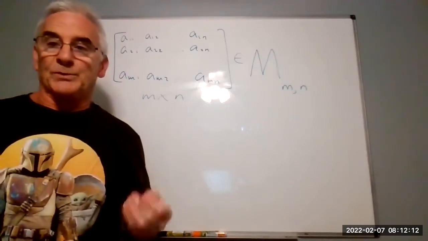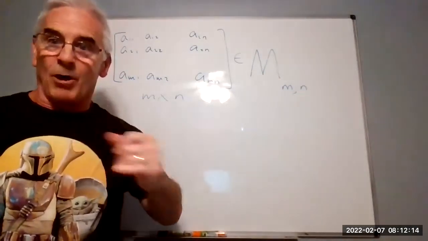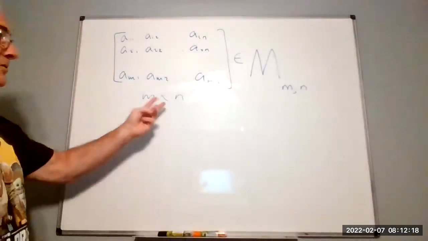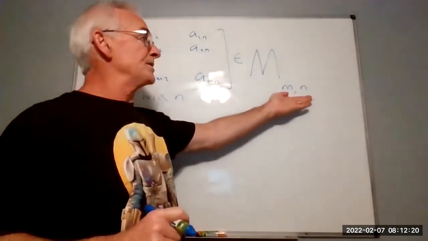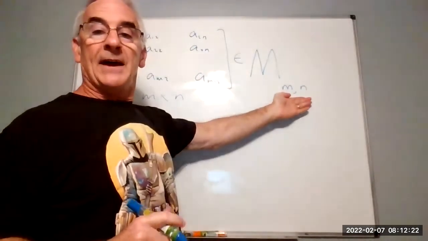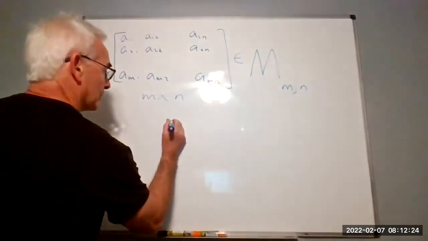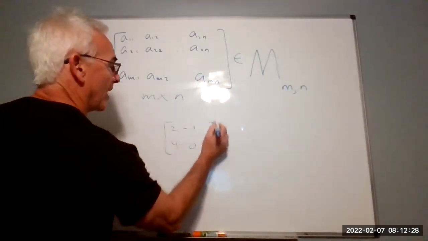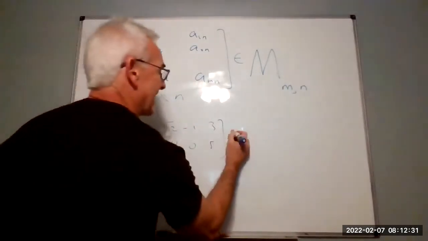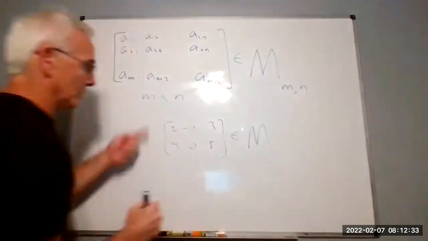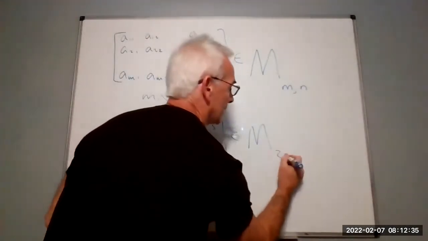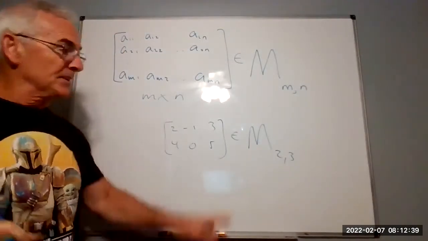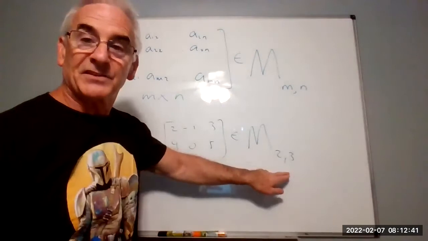In vector world, we say vectors are an element of R2 or R3 or Rn in general. Matrices, because they have two different dimensions, we always indicate this way. So if I had, for example, keeping it really simple, the matrix 2, -1, 3, 4, 0, 5, this matrix is an element of the set of 2 by 3 matrices. It's real simple. This is the set of all matrices of this size.